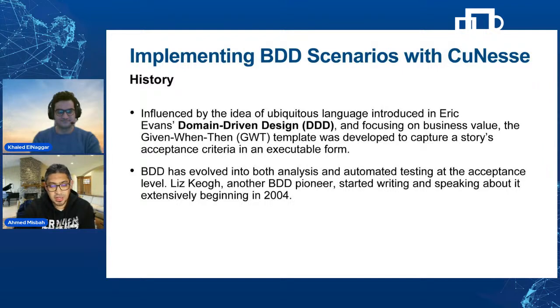BDD was largely influenced by the use of ubiquitous language, which is a strategic design pattern in domain-driven design, and the use of the given-when-then notation to capture the acceptance criteria of a user story and turning that acceptance criteria into executable specifications. BDD has then evolved into both an analysis and automated testing at the acceptance level. It started growing in popularity from 2004.